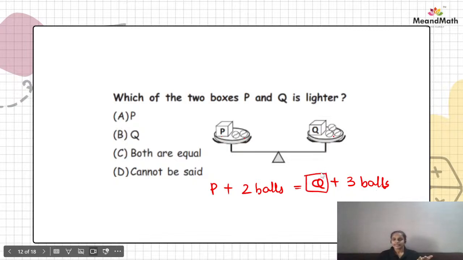That is why my answer is option B, that is Q. Okay, Trijal? So we have to understand it that way. Q is the correct answer. Q is the lighter object, lighter box, because we required more balls to equate both the sides.